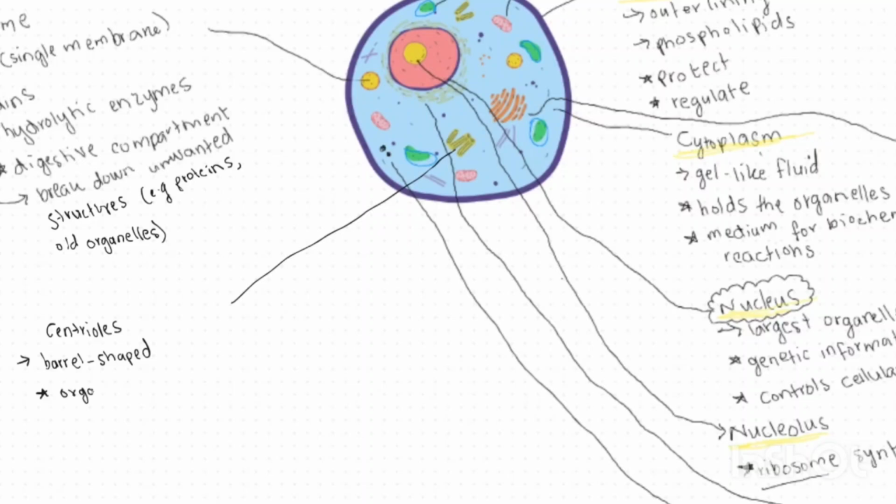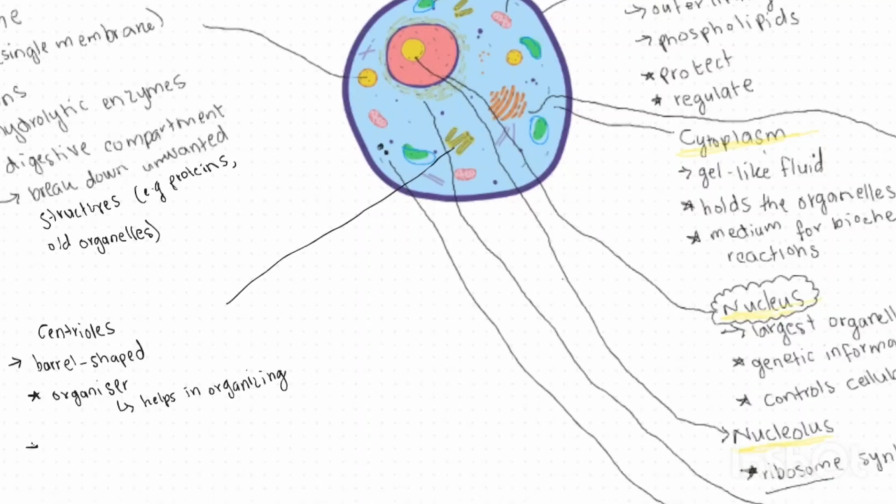It is an organizer of the structures in the cell. It's a barrel-shaped structure that actually helps in organizing the different compartments of the cell.